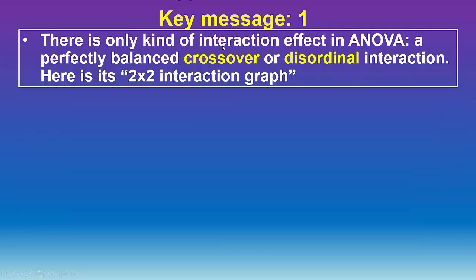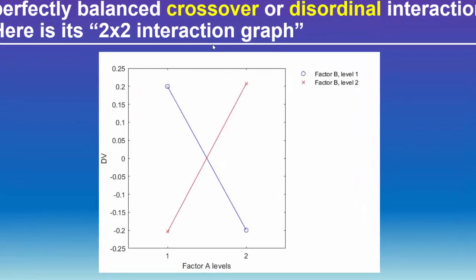So my first key message is there is only one kind of interaction effect in ANOVA. It's what we would call a perfectly balanced crossover interaction, sometimes called a disordinal interaction. And I'm going to introduce a concept called a 2x2 interaction graph, which is going to be important. And this graph shows you what the interaction looks like in ANOVA. This perfectly balanced crossover interaction is like this.